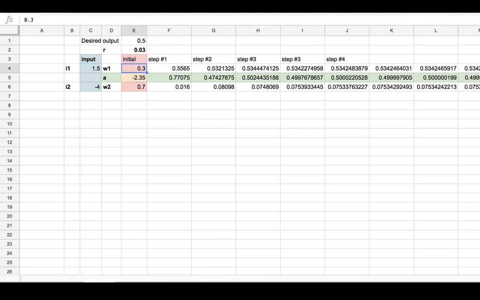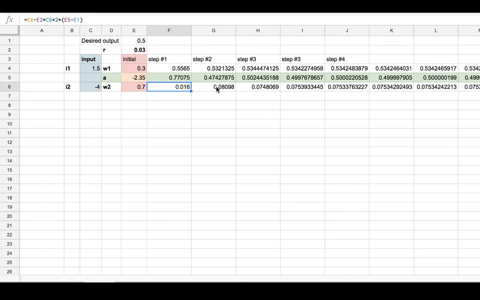And so our W1 goes up to 0.56 from the previous 0.3. Similarly, for the other weight, previous value of the weight minus learning rate times the input times 2, and the actual output at the moment minus the desired output. And this one ought to be marked as constant.